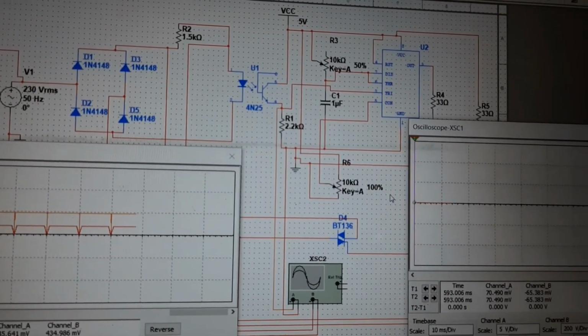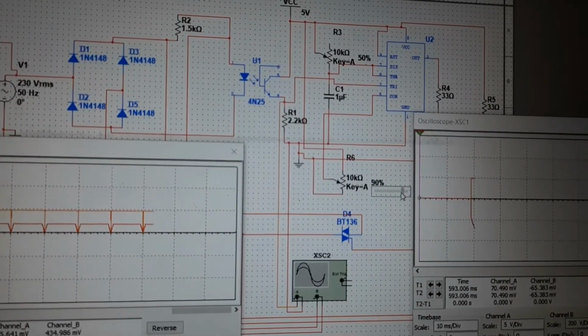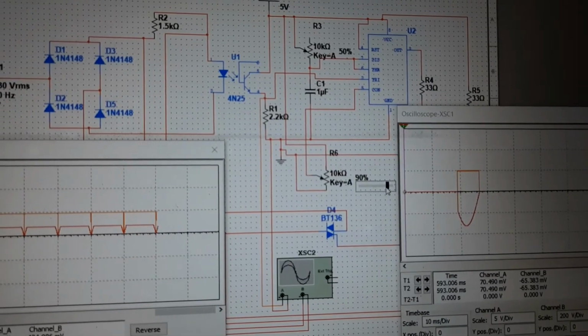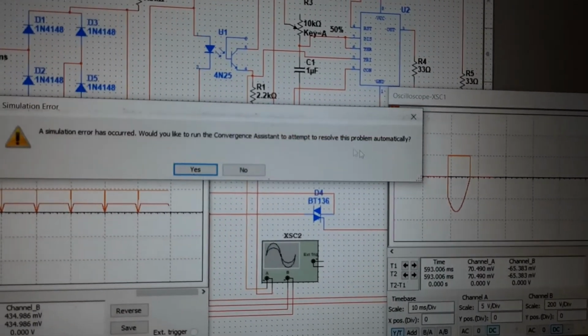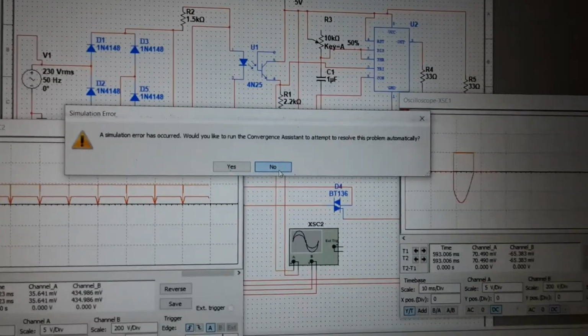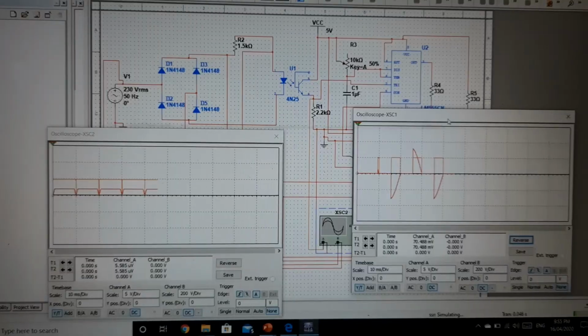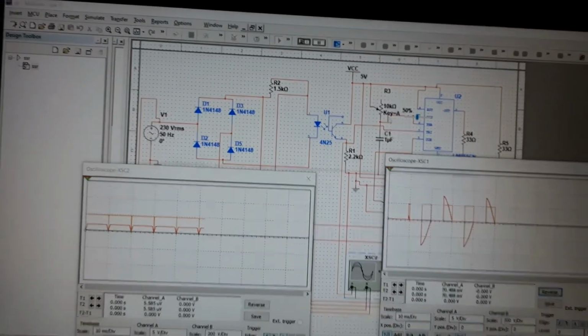Now let's decrease it to get a very quick firing. See now, the synchronization is lost. So there is an input range of this circuit, which can be varied by varying this potentiometer.